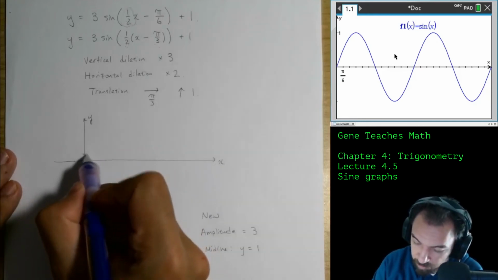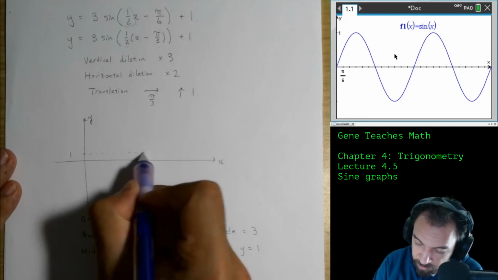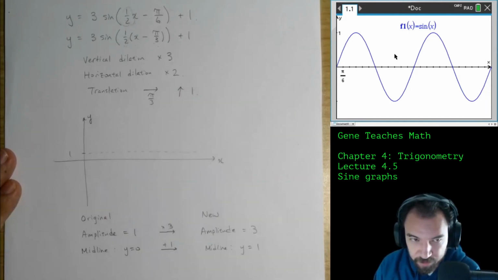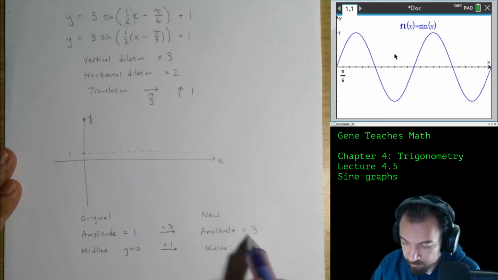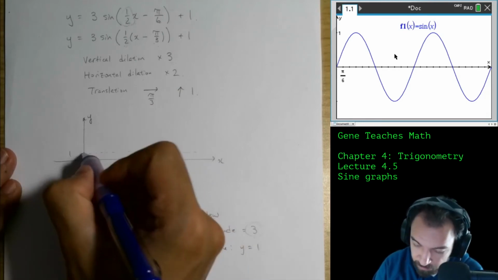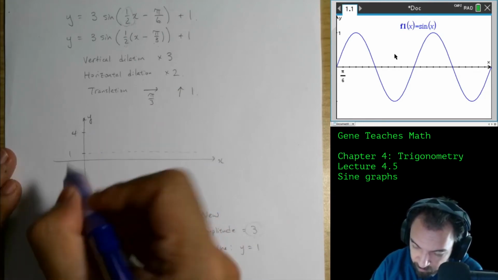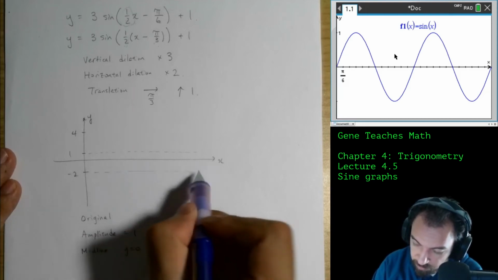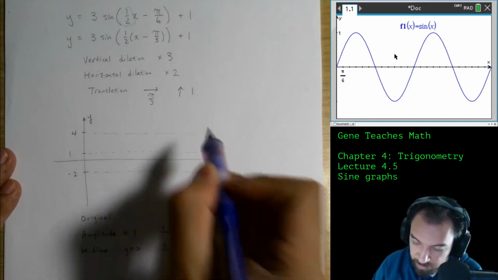So I'm going to mark off the value 1 and then draw a dotted line. That's going to be my middle line. So I'm going to go up and down from there. How far up and how far down? I'm going to go to an amplitude of 3 up and down. So up to 1 plus 3 is 4. Down to 1 minus 3 is negative 2. So I'm going to have this and this.